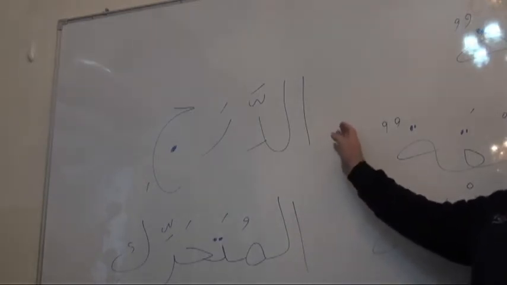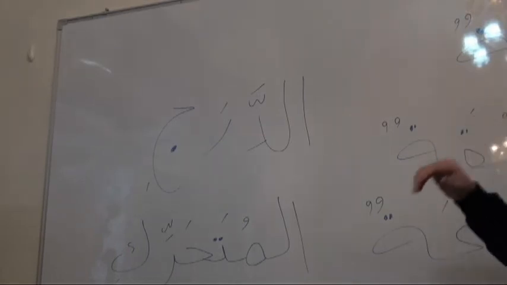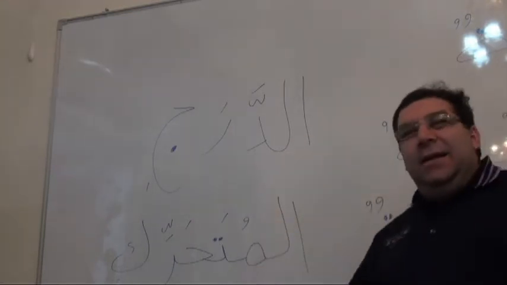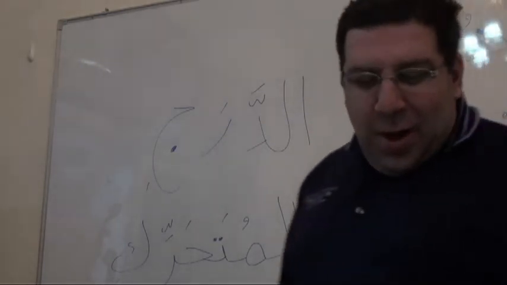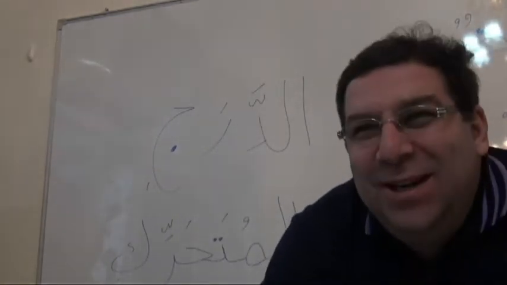Okay? Only daraj means only stairs. And mutaharrik means movable. الدرج المتحرك means the escalator. Clear? So now let us take the whole sentence. أراك عند المحطة في أسفل الدرج المتحرك.